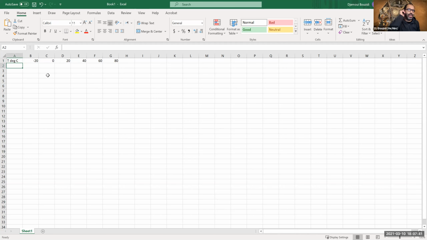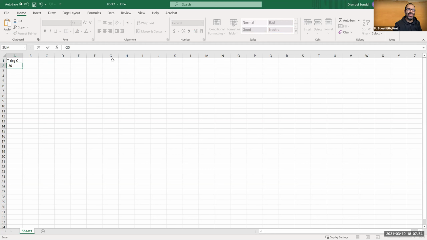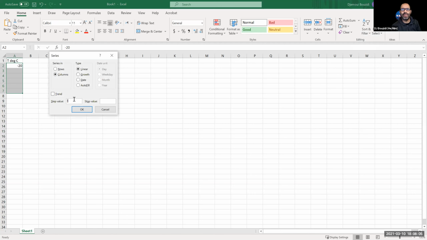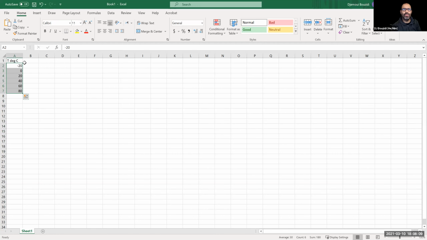Okay, so I need T. Oh man, I should really write it as the x-axis, don't I? Sorry, bad. Okay, let's fix that. So it's a negative 20, all the way to 7 values. Is that correct? So now I need to do the same thing. Fill series, and it's actually a column and units of 20 degrees added. So again, we did the same thing. It's good.